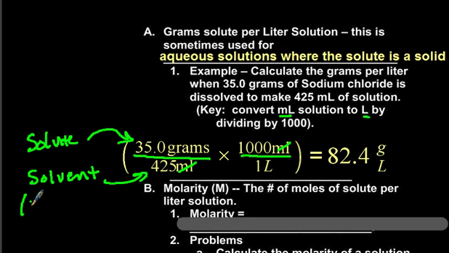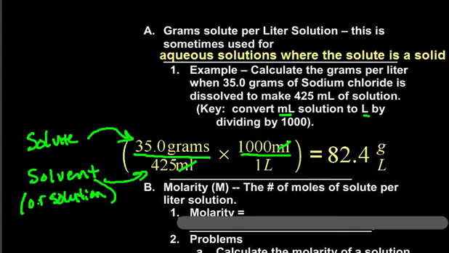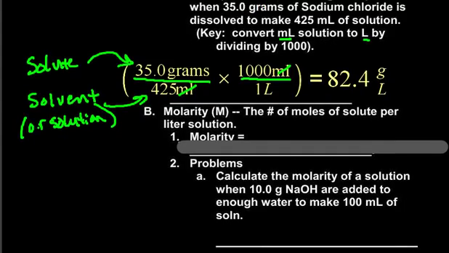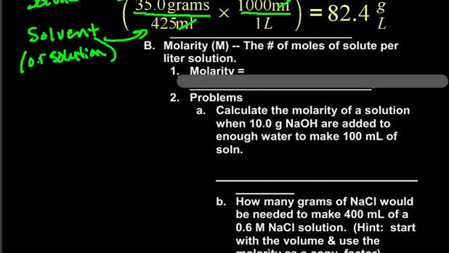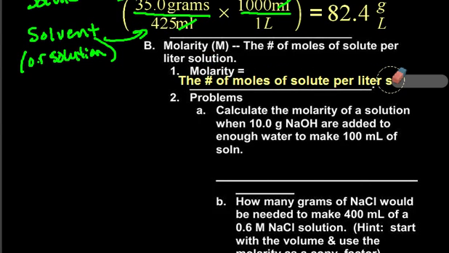Now, it could also be over the amount of solution as well, and that's what we're going to get to with molarity, which is the next one. Molarity is merely the number of moles of solute per liter of solution. There's the solution in the bottom. That's the number of moles of solute per liter of solution.